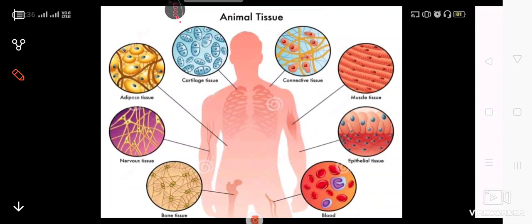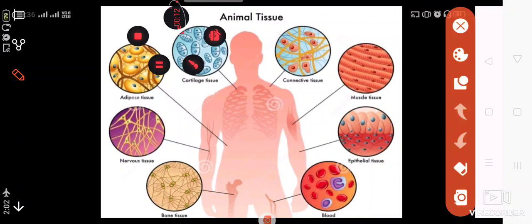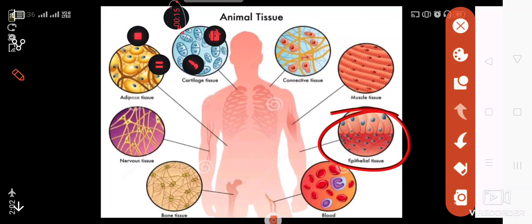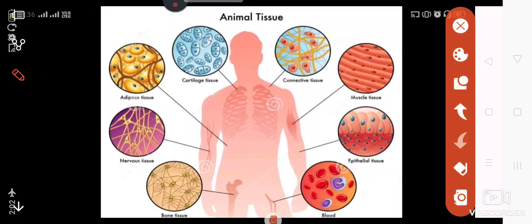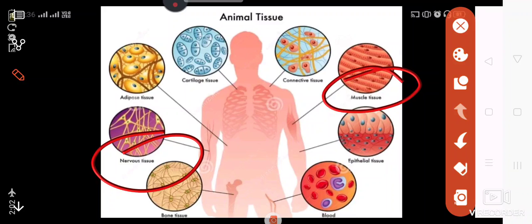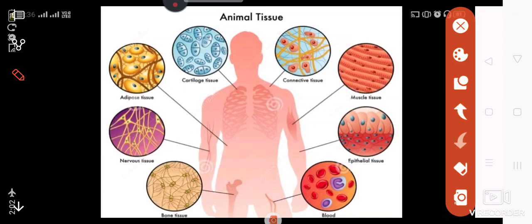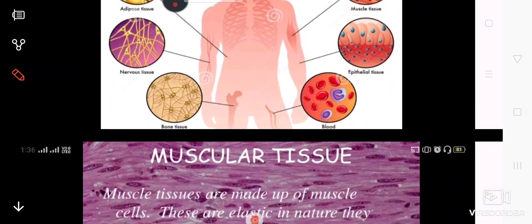Good morning, class 9. On my last turn, I discussed with you animal tissues, and I started your first topic, that is epithelial tissue. These are present in the covering area of the body. Today and tomorrow I'll discuss with you the muscular tissue and the nervous tissue, and in my later sections I'll discuss with you the connective tissue. So let us start with the muscular tissues.